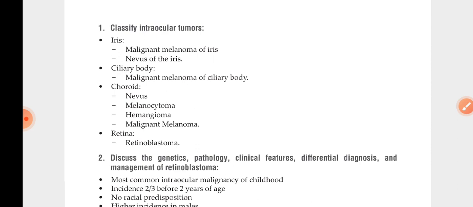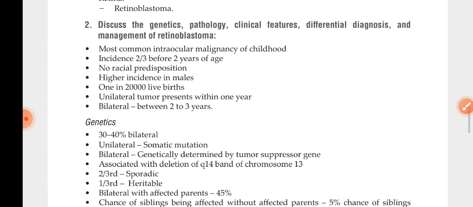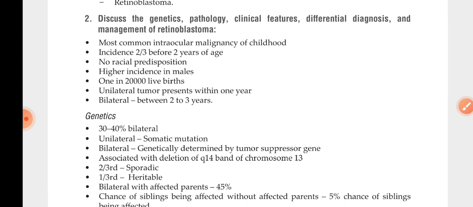So today we are going to see the tumor of the retina, that is retinoblastoma. We will cover genetics, pathology, clinical features, differential diagnosis and management of retinoblastoma. It is the most common intraocular malignancy of childhood. Incidence is 2/3 before 2 years of age, with no racial predisposition, higher incidence in males, 1 in 2000 live births.